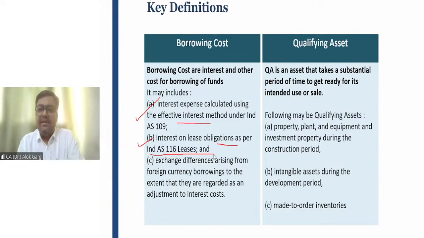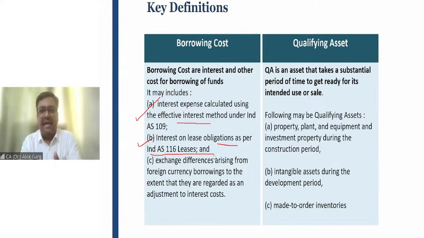I need to pay a lease rental. In IGAAP, if I'm taking anything on an operating lease basis, I'm paying a lease rental on that. I'm debiting my lease rental and I'm crediting my cash. Lease rental to bank, lease rental to cash. Is that clear? But in Ind AS, what happens?